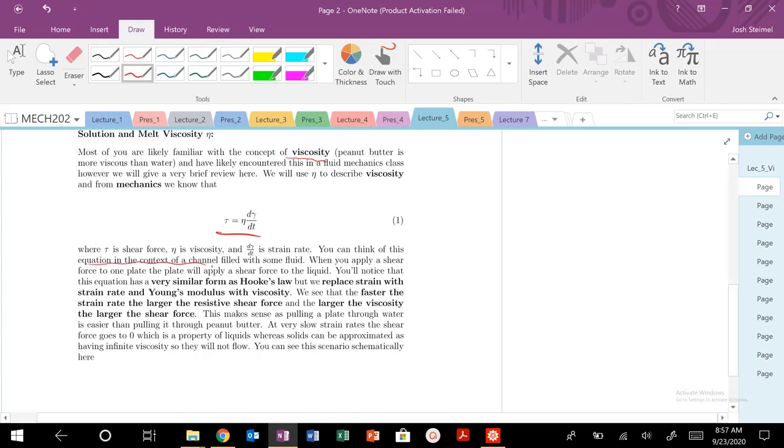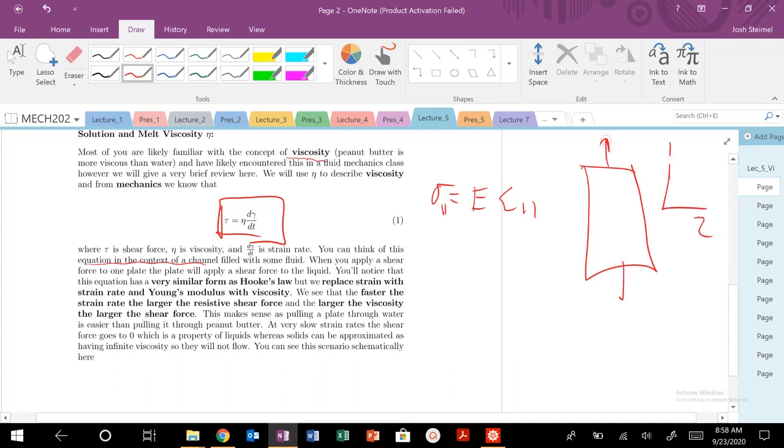Additionally, hopefully you can see this is also very reminiscent of several different equations, one of which is our Hooke's law. Remember, this only holds for this specific scenario, when I'm pulling material 1, 2, this is my only stress. It is very similar to Hooke's law, but the only difference is that we have a stress, but instead of our Young's modulus, we have viscosity, and instead of strain, we have strain rate.